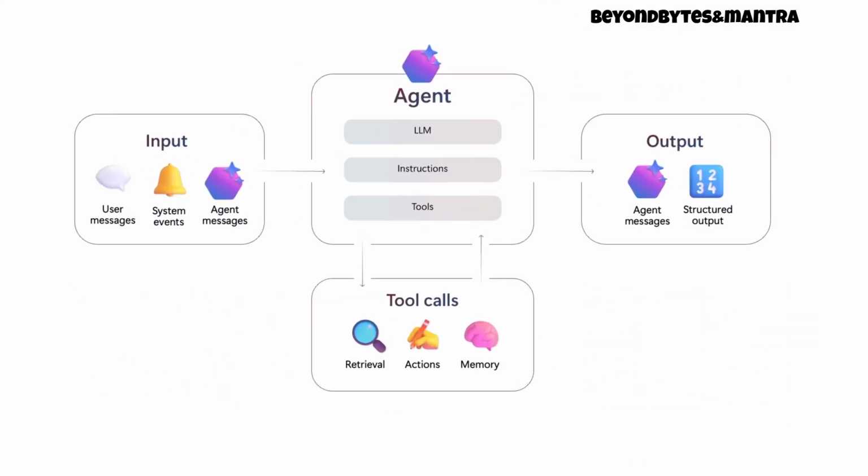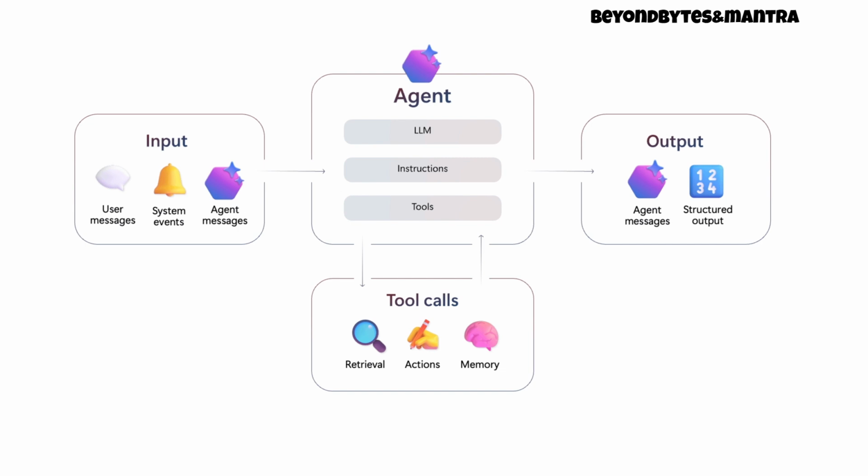Great. Now, if we look at the fundamental aspect of an agent, it consists of LLMs, instructions, and tools. The LLM is the base layer, which allows the agent to think. Instructions are prompts and system instructions which are provided. Tools are outside systems which are used for retrieval, actions, and memory.